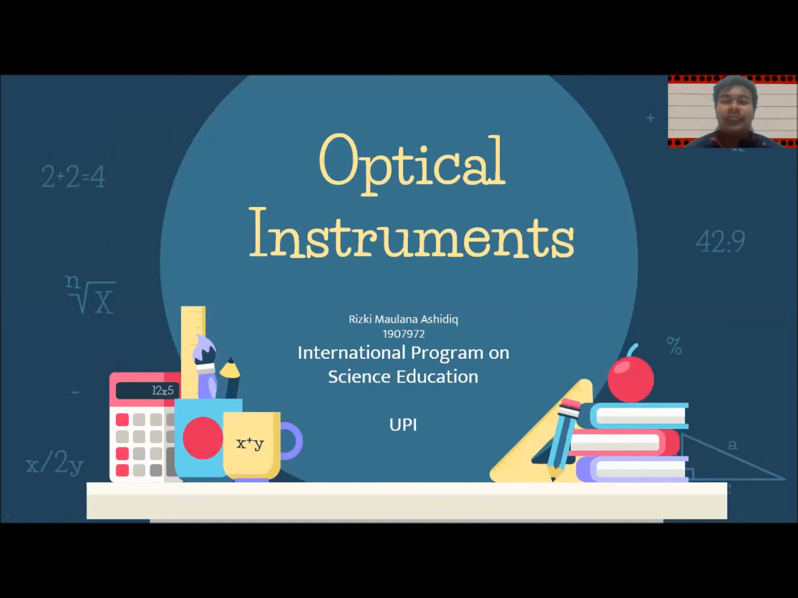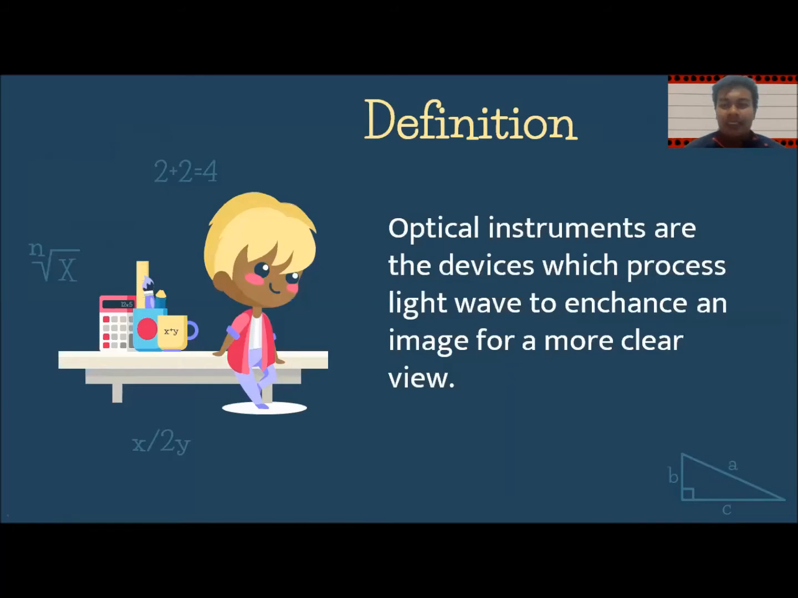With me, Rizki Maulana Ashidiq, I will talk about optical instruments. Let's check it out. First, we're going to learn the definition of optical instruments. Optical instruments are devices which process light waves to change an image for a clearer view.